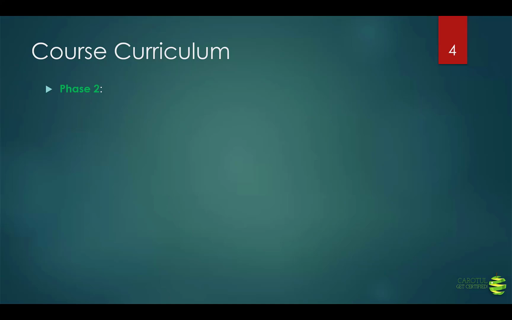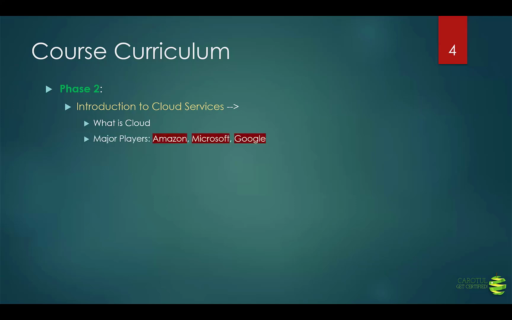So we'll see that we start as if you have absolutely no idea about AWS. So we start with the introduction to cloud services. What is cloud? Who are the major players? Amazon, Microsoft, Google. And then how does the Amazon implementation work, and what are the different nomenclature we use in AWS as far as the cloud services are concerned?